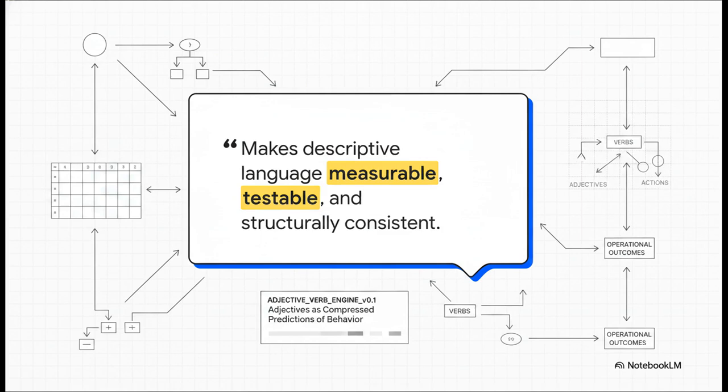Ultimately, the mandate for this approved build is crystal clear. It improves the existing system by making descriptive language measurable, testable, and structurally consistent. By restricting its scope entirely to vocabulary mechanics, it provides an incredibly high reliability, low-risk tool for literally any analyst out there.